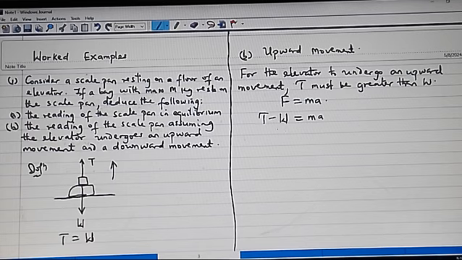And we know that weight is what? mg. Well, of course, we can as well say T is equal to ma plus W. And W is the weight, which is mg. So T can be likened to ma plus mg, which will be equal to m into (a plus g).